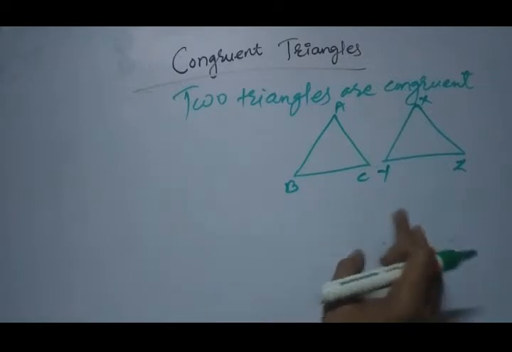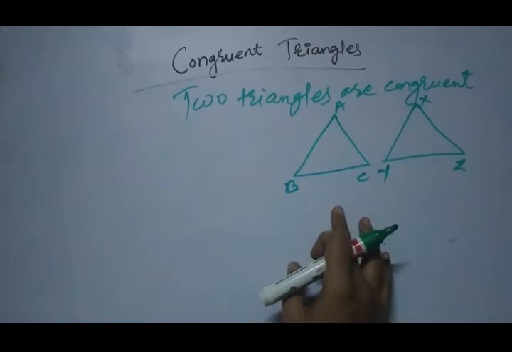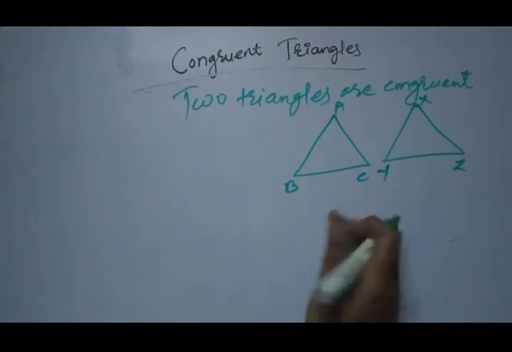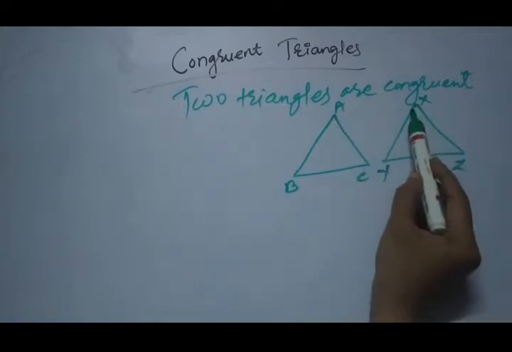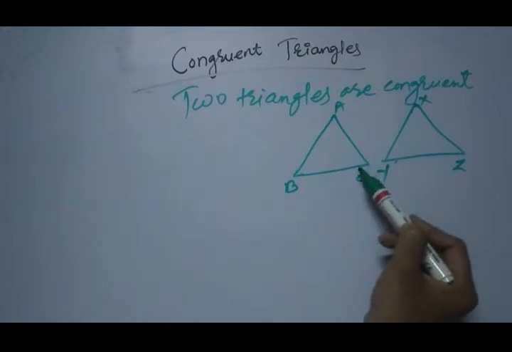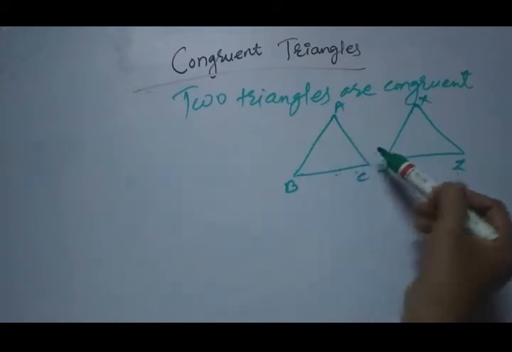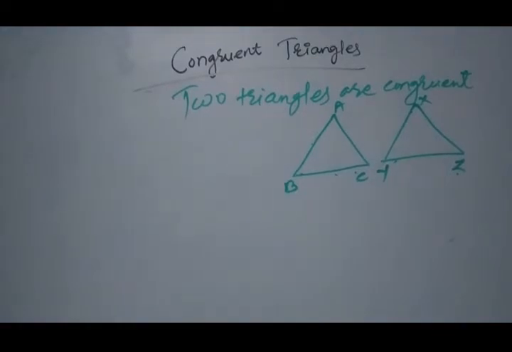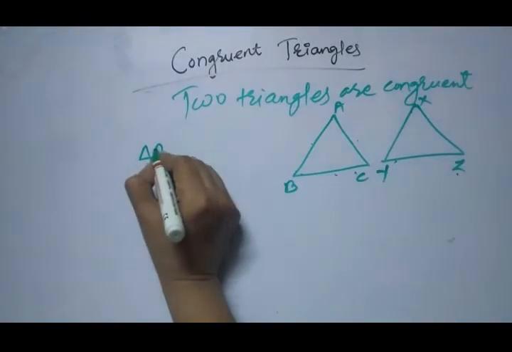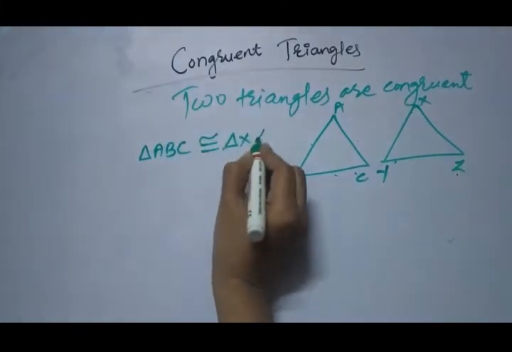By placing one figure over the other we can find out, but in triangles we have to look at their parts. If these two triangles are equal, we need to check that angle A corresponds to angle X, angle B corresponds to angle Y, angle C corresponds to angle Z, and the remaining sides should be equal to the other sides. So if they correspond, you can write triangle ABC corresponds with triangle XYZ.